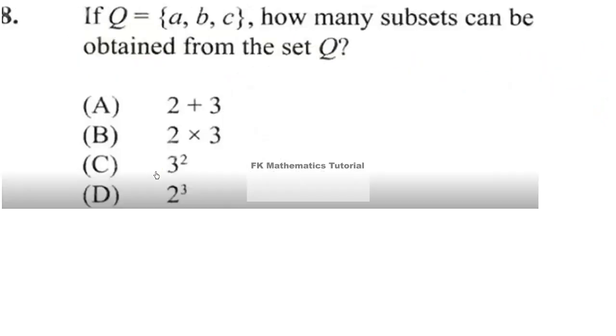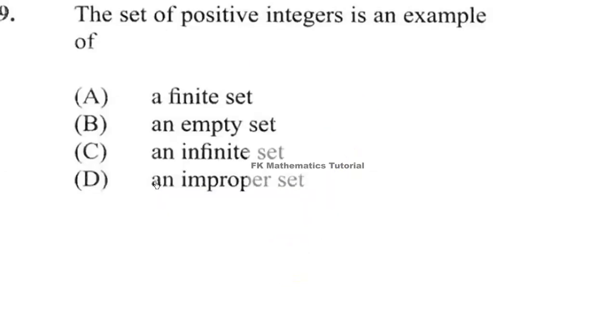If Q is a set that has elements A, B, C, how many subsets can be obtained from the set Q? So the number of subsets is given by 2 exponent n, where n is the number of elements in this set. So we have 1, 2, 3, 3 elements. So 2 exponent 3. The correct answer is D.